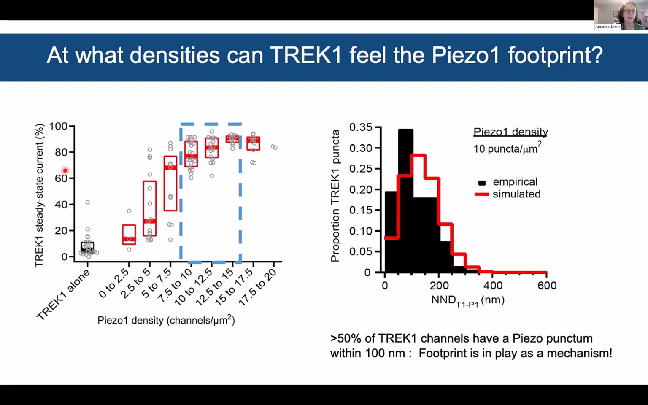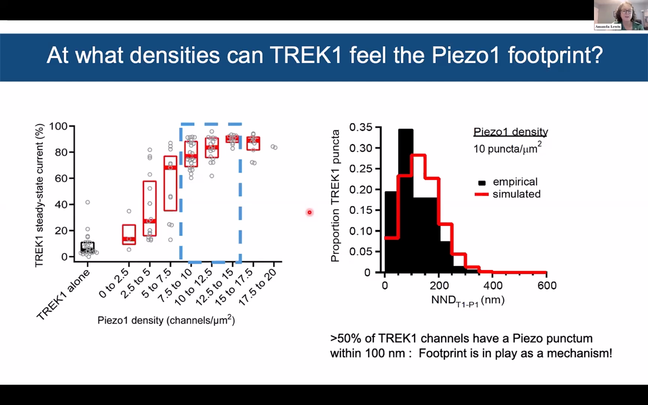And finally, if we look at densities that are saturating, of 10 channels per micron squared, that have the maximal effect on TREK1 steady state current, we again see this leftward shift, this bias in the empirical data compared to the simulated data. And remarkably, now we see if we add the first two bins that more than 50% of TREK1 channels have a Piezo1 punctum within 100 nanometers. And so what this suggests to us is that the membrane footprint is certainly in play as a mechanism because the majority of TREK1 channels are predicted to sit within a Piezo1 footprint. And so we think that this is one way that Piezo1 might be communicating with TREK1.